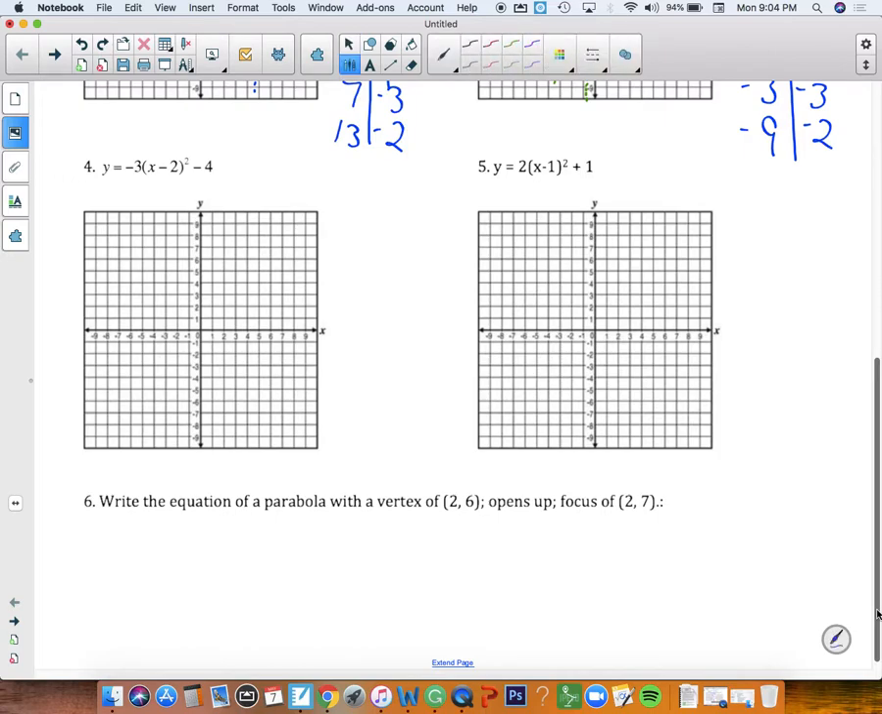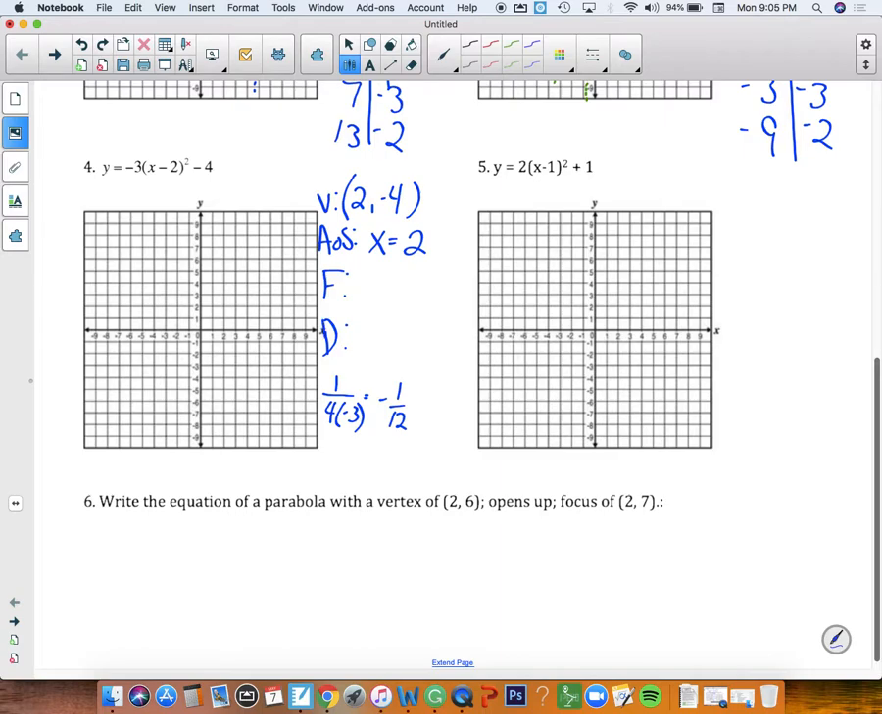Okay, so let's do the one on the left here. Number 4. Okay, we know that it's a negative a, so it's going to open down. Vertex here, it's like normal again, so it's 2, negative 4. Axis of symmetry, since it's a y equals, we're going to use the x value, so x equals 2. Focus and directrix, we've got to do the 1 over 4a. And that's a negative 3, so it's a negative 1/12. So that's just barely away from the vertex there.